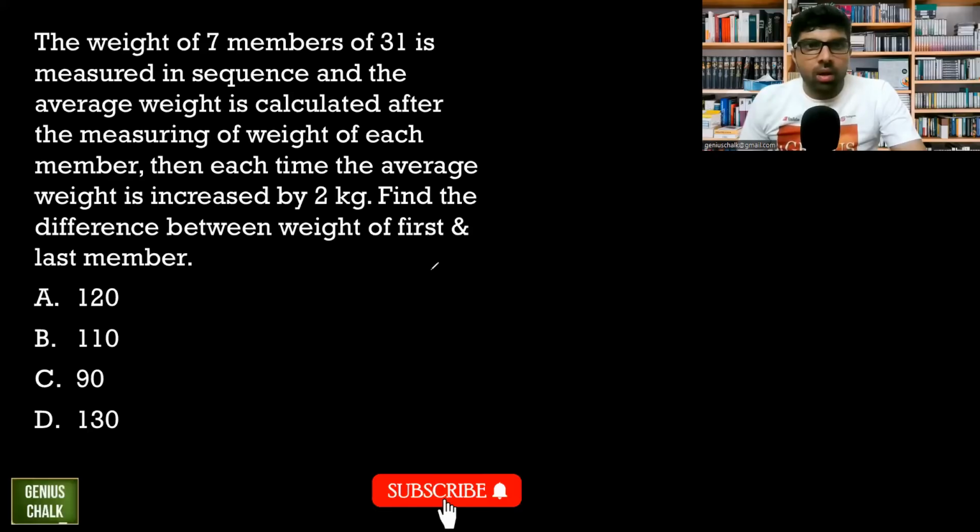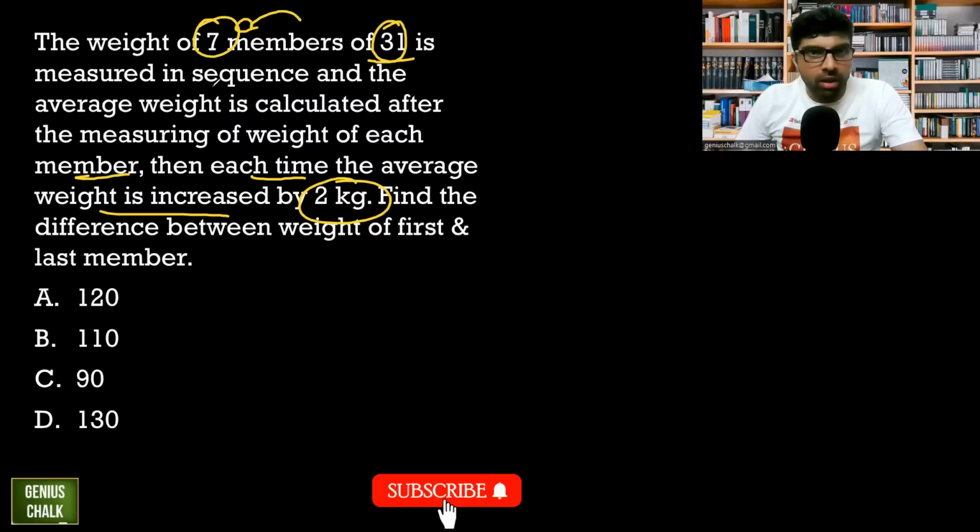The weight of 7 members out of 31 is measured in sequence and the average weight is calculated after the measuring of weight of each member. Each time the average weight is increased by 2 kg. Find the difference between the weight of the first and the last member. Okay. So they have measured some 7 members from 31, and the average weight is calculated after the measuring of weight of each member.